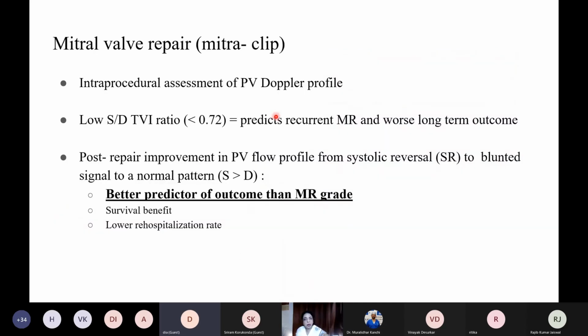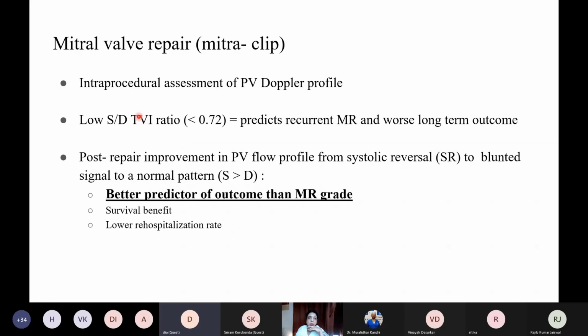These humble veins are very useful whenever one is doing mitral valve repair, that is, mitral clip insertion. If you do a PV Doppler profile during this procedure, they have shown that a low S and D ratio. I just now told you that more than 55% is normal. If it is less than 0.7, that indicates recurrent MR.